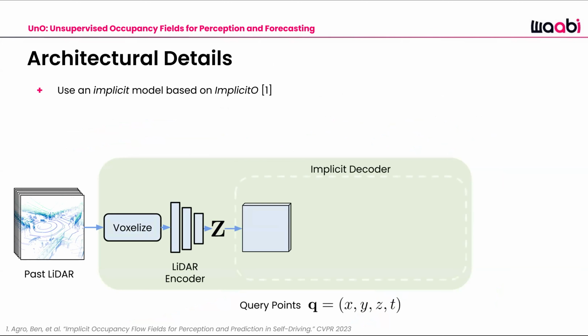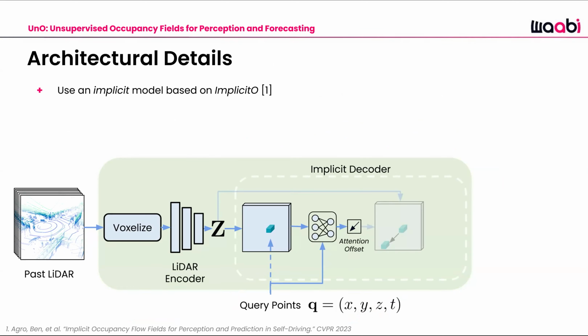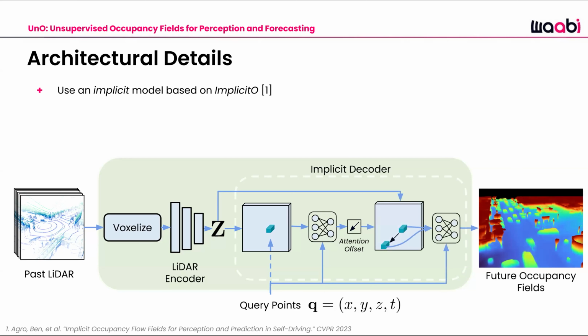So what you do is you take the bird's eye view feature map you got from the LiDAR and you interpolate it at the XY location of the query point you're looking at. This can be used to give you an attention offset, essentially telling you where else in the scene to look for other information. And this can be used to, again, interpolate a secondary feature vector. Taking it all together, you can use this information to produce your future occupancy predictions.